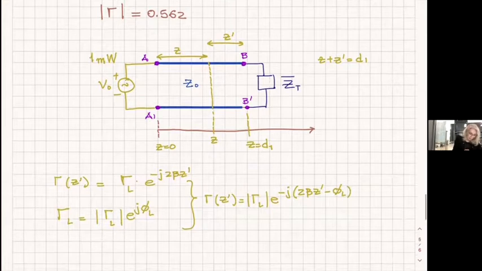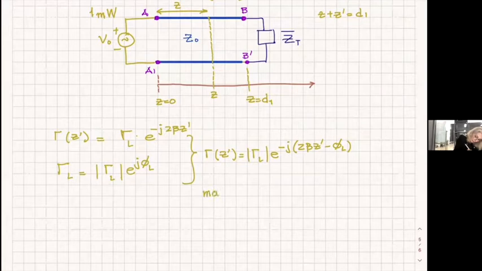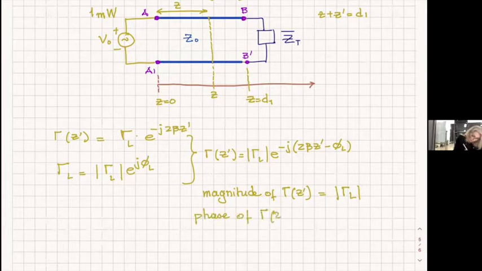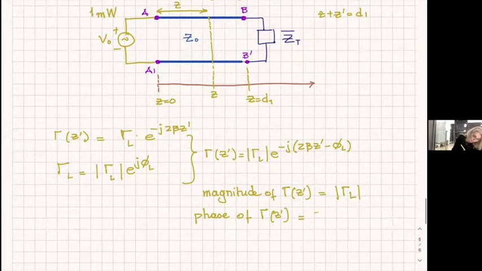Therefore the magnitude of gamma at z prime equals the magnitude of gamma L. So the magnitude of the reflection coefficient is the same everywhere on the line. And the phase of the reflection coefficient at z prime is minus (2 beta z prime minus phi sub L). You can even put the minus in there and leave only the j out. That is the phase, if we want to find it.